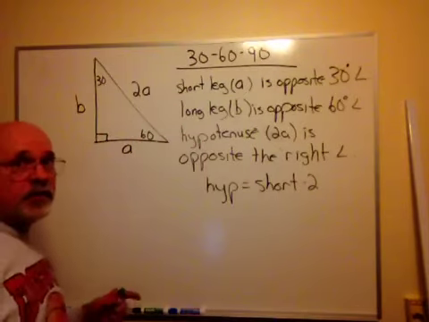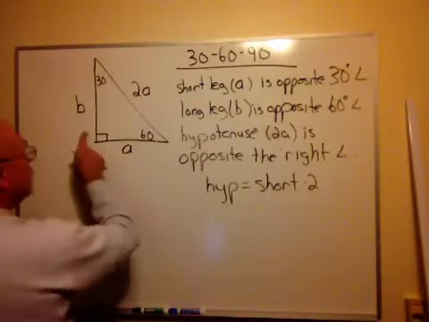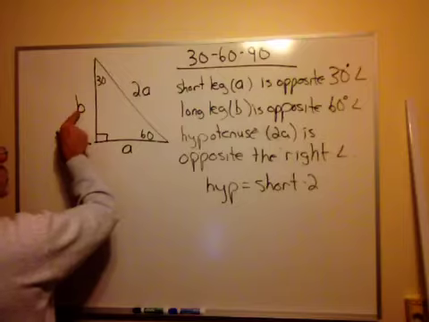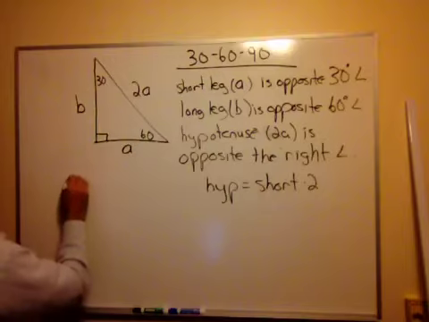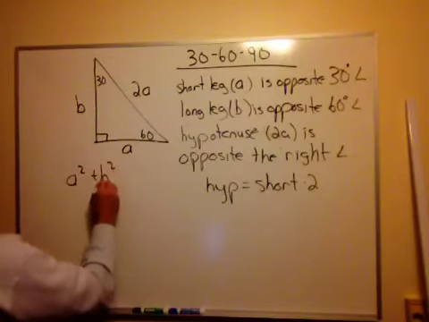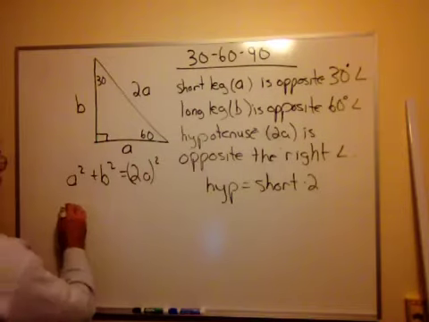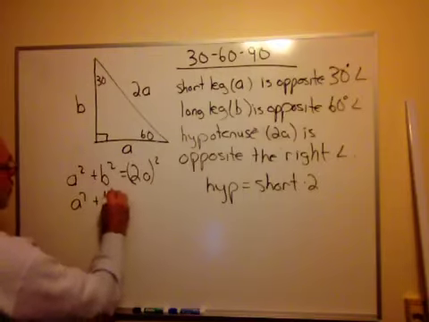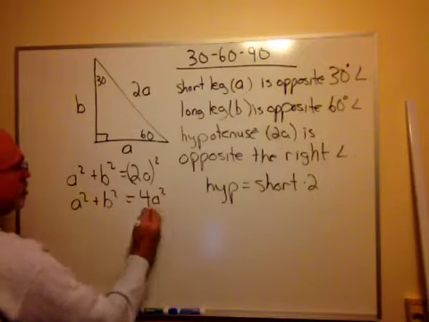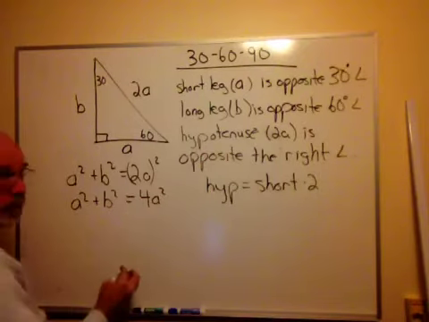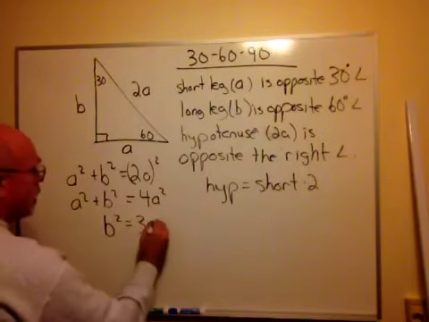Now, I'm going to use the Pythagorean theorem like we did in the 45, 45, 90, to work out the relationship between the long leg and the short leg. So, that would be a squared plus b squared equals (2a) squared. Well, when you square a product, you square both parts, so that becomes 4a squared. I'll subtract an a squared from both sides. That will give me b squared is equal to 3a squared.